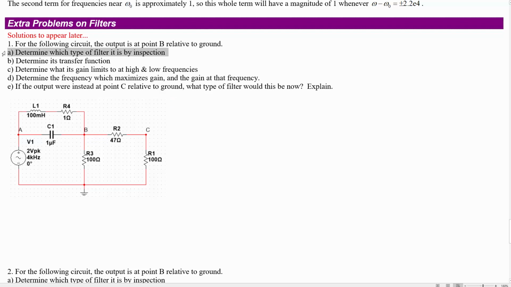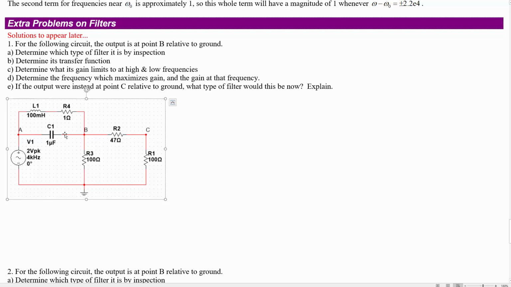Determine which type of filter it is by inspection. Find its transfer function, so how we get from the start to the end here. What the voltage at B is relative to the voltage at A in phasor notation. Determine what its gain limits to at high and low frequencies. Determine the frequency that maximizes the gain, which might be infinite or 0, and then the gain at that frequency. And then if the output were instead at point C relative to ground, what type of filter would it be now, and explain.